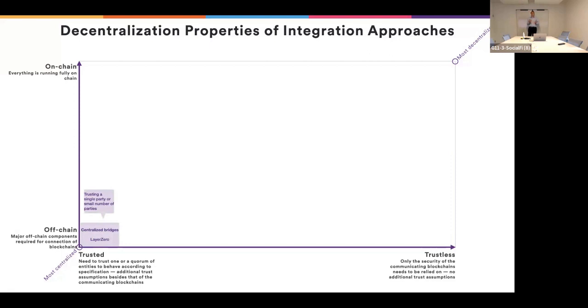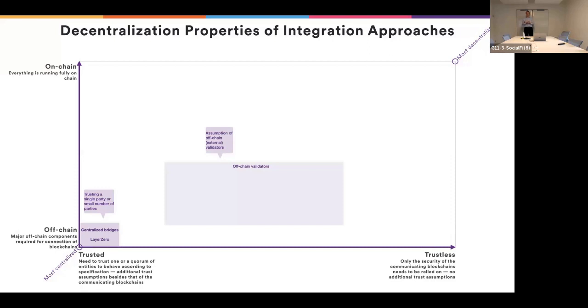Now let's run through a couple of approaches. I will explain them in more detail later. So, for example, centralized bridges are at the bottom left because they are trusted. You need to trust them to work properly in order to be secure, and major functionality components are off-chain. Both of those properties make it a not very desirable solution. Layer 0 is one example of those. Then the majority of bridges these days are off-chain validated, externally validated bridges.